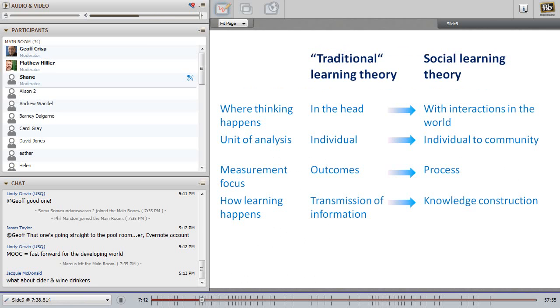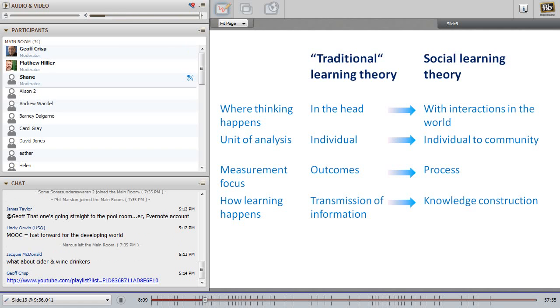So we've seen a shift around traditional learning theory now into what we're calling a social learning theory, where thinking happens from in the head to interactions with the world, where the unit of analysis, especially around aspects of creativity and measuring creativity, is no longer linked with the individual but is a community aspect. And the measurement and focus, where I'm particularly interested now, is moving away from outcomes into the process of learning. How learning happens is obviously around knowledge construction, and moving away from previous thoughts around transmission of information.